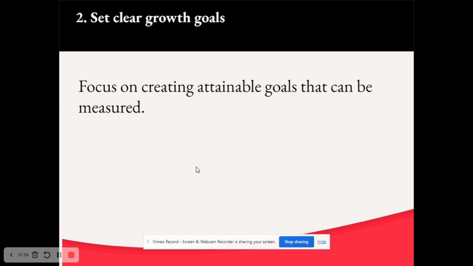And the next thing is for you to set a clear growth goal. So what goal do you want to achieve with your growth strategy? Do you want to achieve an increase in customer base? Do you want to achieve an increase in online visibility? Do you want to achieve an increase in market share? So you need to clearly identify the type of goal you want to achieve with your growth strategy. That is what will determine how you want to lay out your strategy.